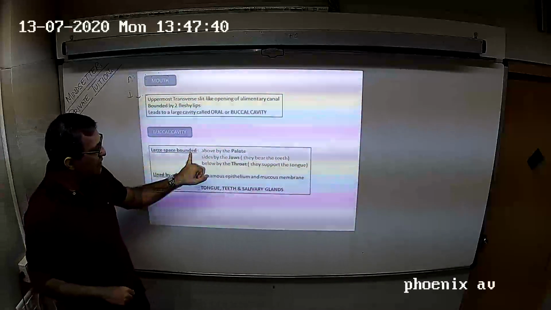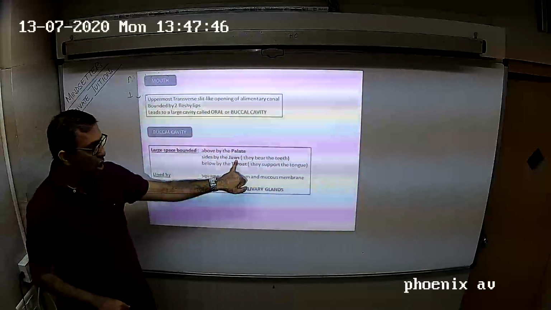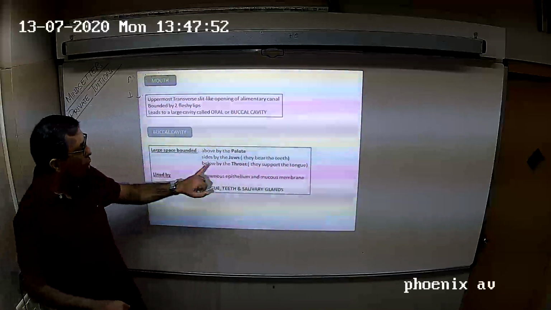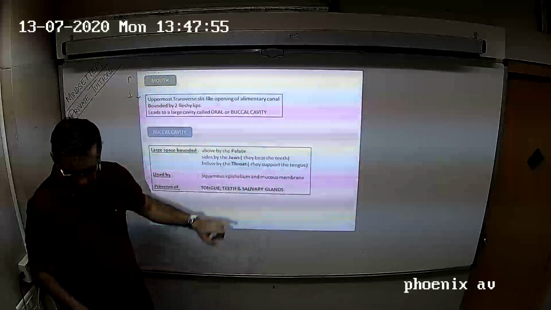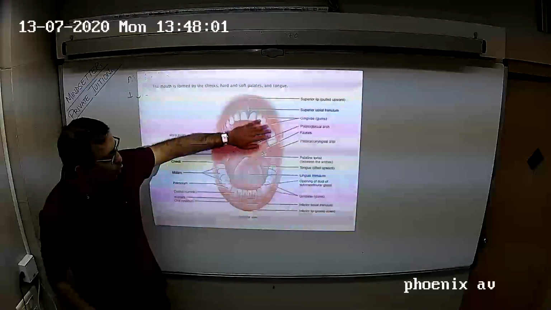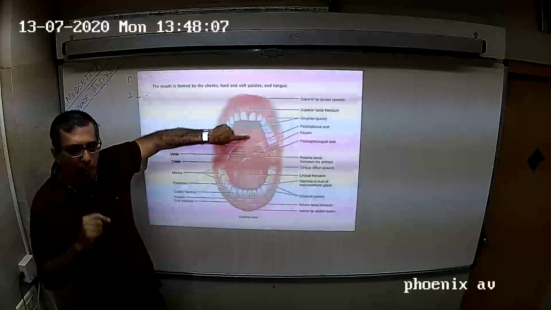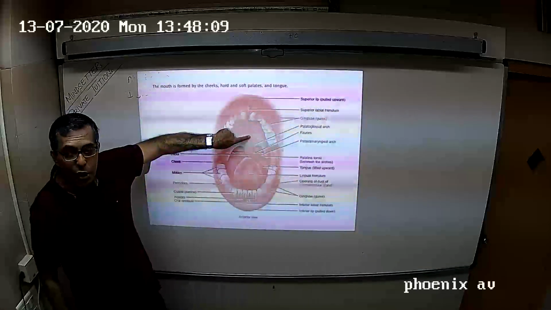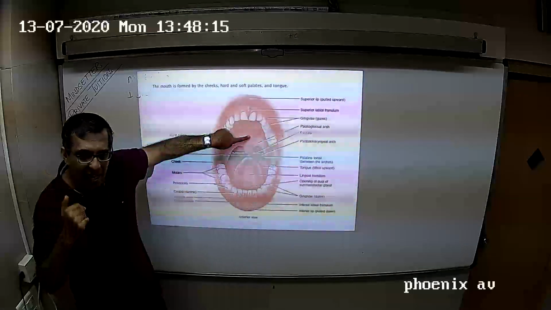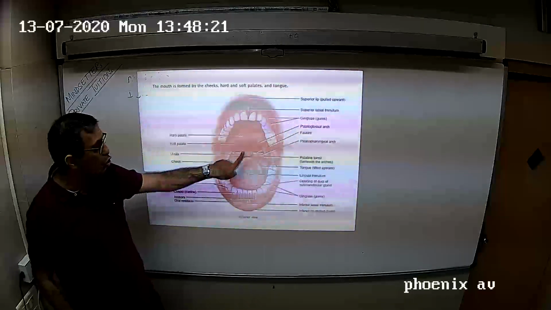Buccal cavity is the vestibular space bounded above by the palate, on the sides by the jaws which have teeth, and below by the floor which supports the tongue. So if you see the open mouth, above we have palate, and if you roll the tongue up, here we have palate which is called hard palate, bony, and as we go behind, it arches up and becomes soft and is called the soft palate.